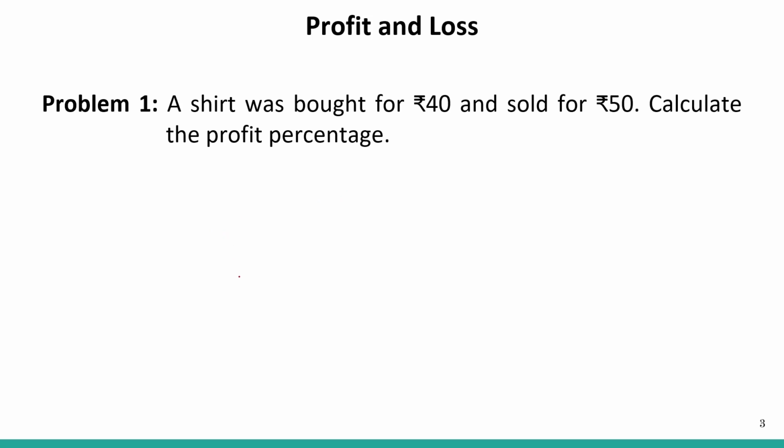So let's start with problem number 1. A shirt was bought for 40 rupees. This is the cost price, the amount at which the shopkeeper buys things. And it was sold for 50 rupees. So this is the selling price, because this was the price given to the shopkeeper after selling it. Calculate the profit percentage.